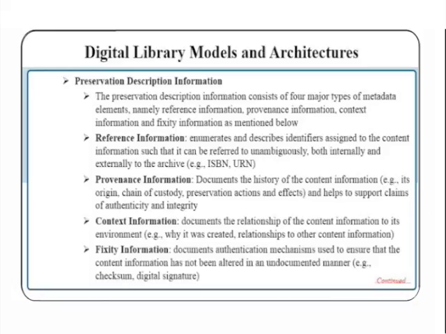Provenance information documents the history of content information, for example its origin, chain of custody, and preservation actions and effects, and helps to support claims of authenticity and integrity. The context information documents the relationship of content information to its environment, for example why it was created and its relationship to other content information. Fixity information documents authentication mechanisms which are used to ensure that the content information has not been altered in an undocumented manner, by using checksums and digital signatures.